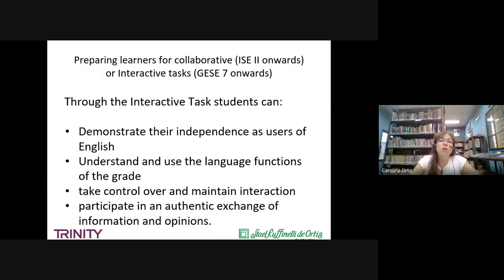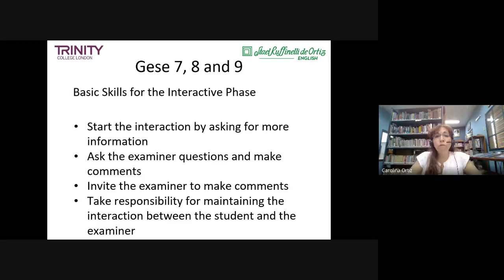Then we jump into the collaborative task or the interactive task. And this is my main point of the presentation for tonight. Through the interactive task, students can demonstrate their independence as users of English. They can understand and use the language functions of the grade. They can take control over and maintain the interaction and participate in an authentic exchange of information. So they didn't prepare, they are there just waiting for a prompt, waiting for a scenario.